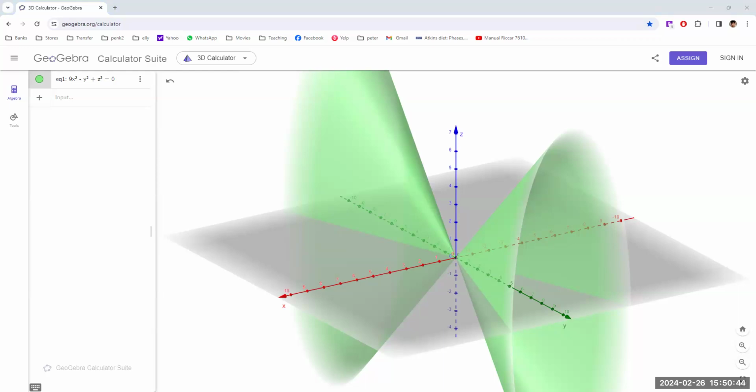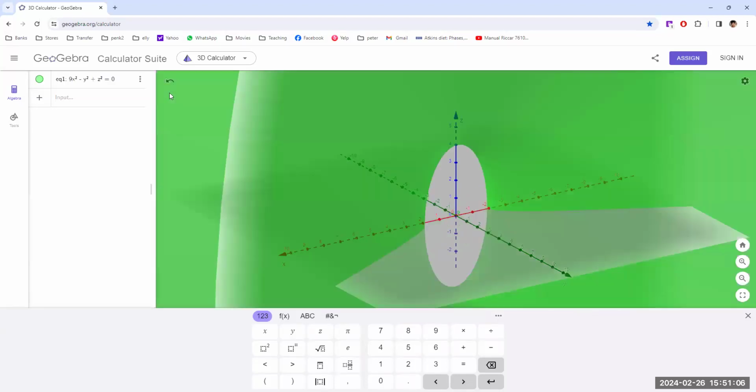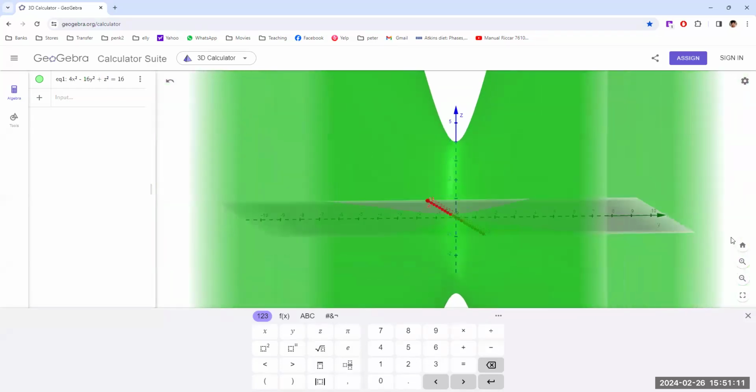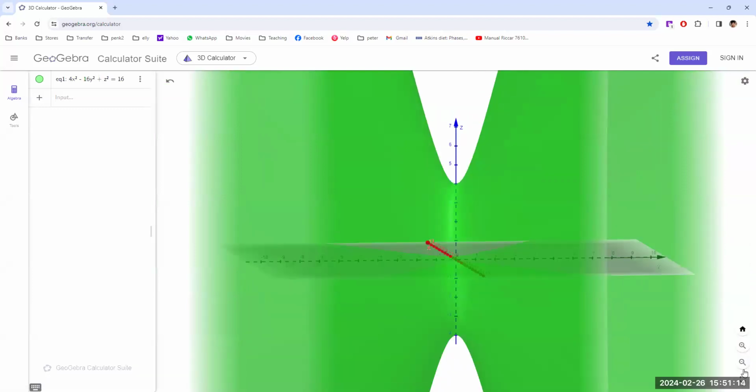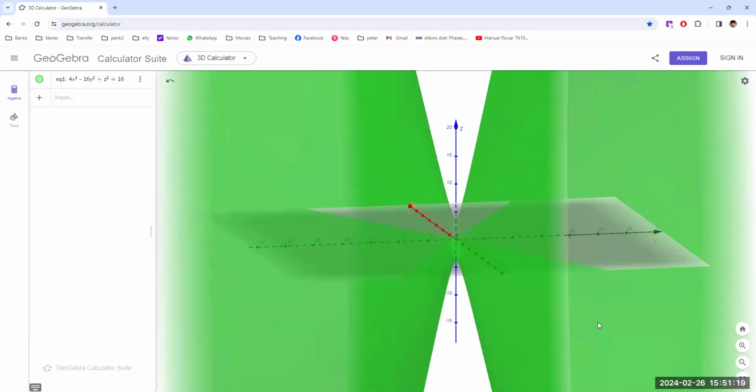Let's see the equation for number 14, which I think is easy. Number 18: 4, 6, negative 16, 1, 16, and then the constant here, I make it 16. Oh, what does it look like? Oh, this is what it looks like. Maybe we zoom it out further. Yeah, that's what it looks like, huh?